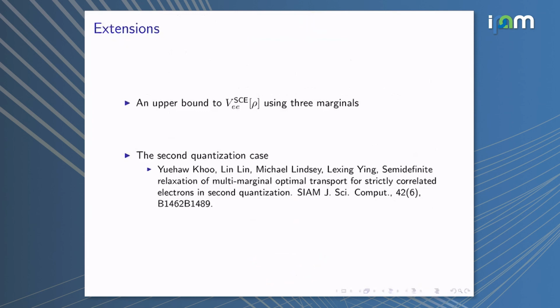Now here I only told you about the projection to two marginals, but we can also project to three marginals. And in fact, by using a three marginal projection, using this algorithm called the Generici algorithm, which you heard about in the tutorial of this semester program, we can actually get an upper bound for this strictly correlated electron energy. This is also mostly work done by Yu Hao and Ling and also Michael, and it can also be extended to the second quantization case, but let me not get into this.